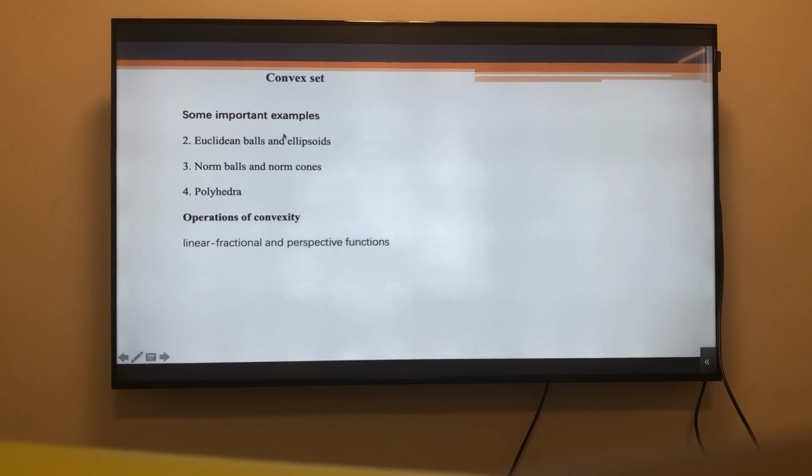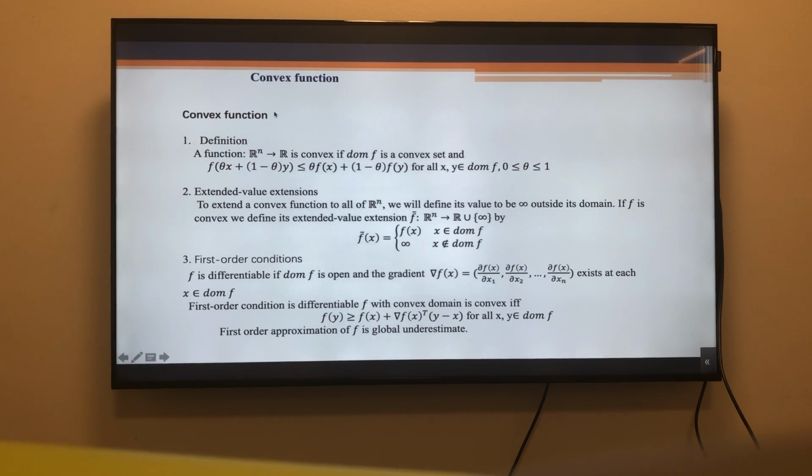There are also some other important examples, just like ellipsoid, norm, and so on. But we write the details in the report, and we won't show them in this presentation. And the third one is convex function.